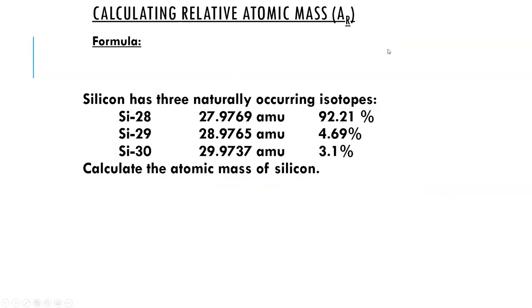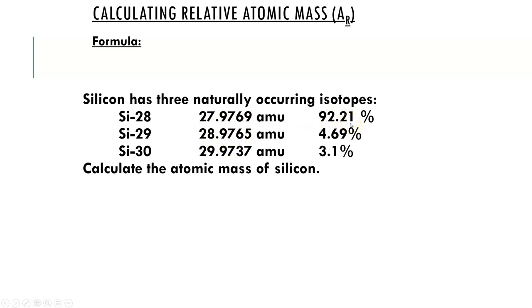All right, so how do we calculate the mass that we see on the periodic table? To do that, we use the following formula. Well, I'll actually explain it first. So if we see the problem here, it says silicon has 3 naturally occurring isotopes, silicon-28, silicon-29, and silicon-30. The masses for each isotope in AMUs are given as well. And it gives us a percentage.